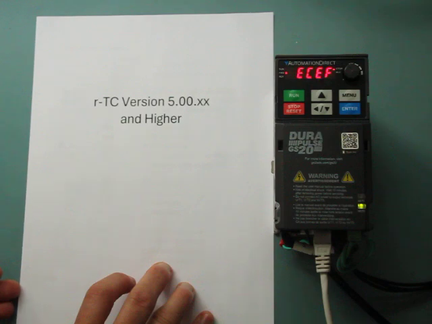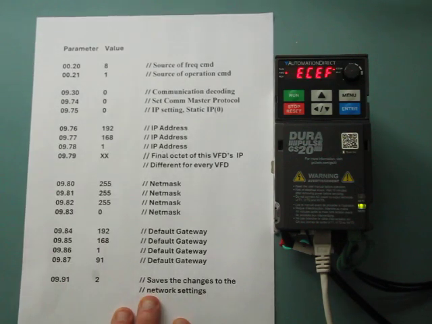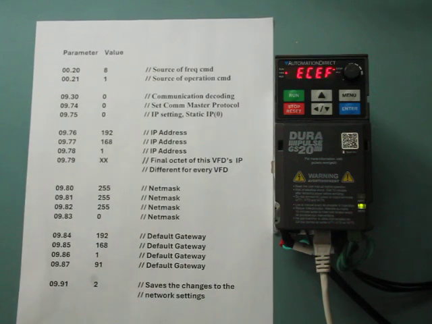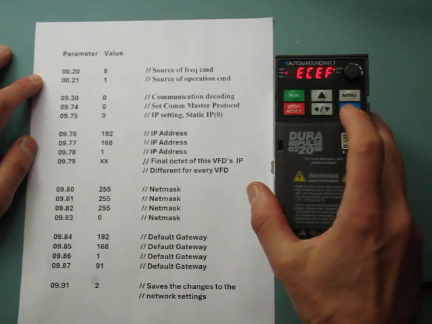This is all available in RTC version 5.00 and higher. These are the values we have to set up on this VFD, and they are all in the RTC documentation, either in the installer manual or in another document which just describes this particular VFD. We'll use the keypad to set these up.